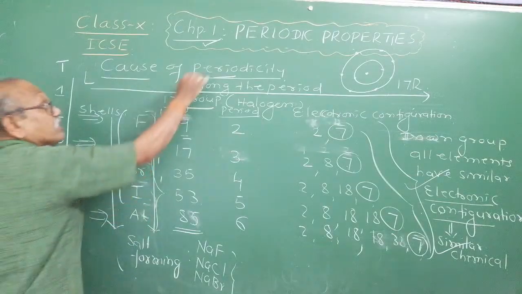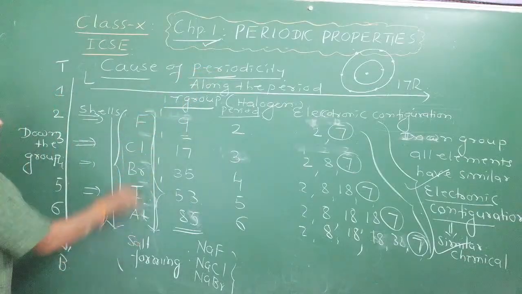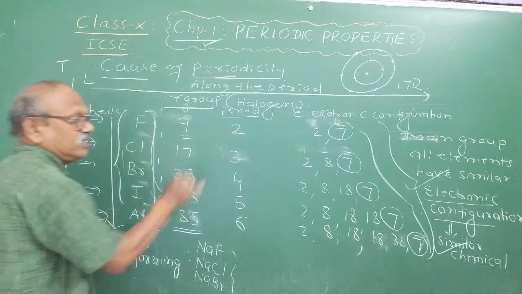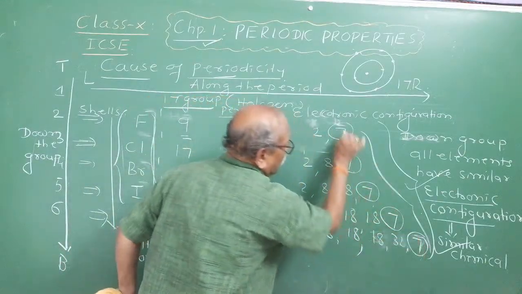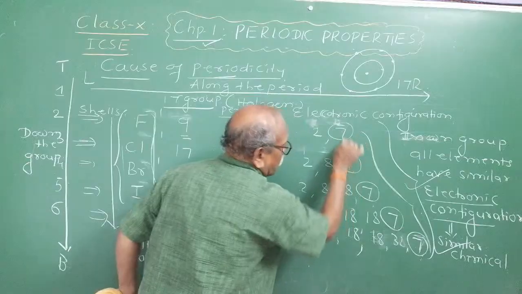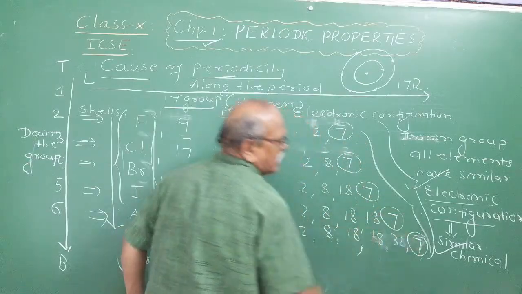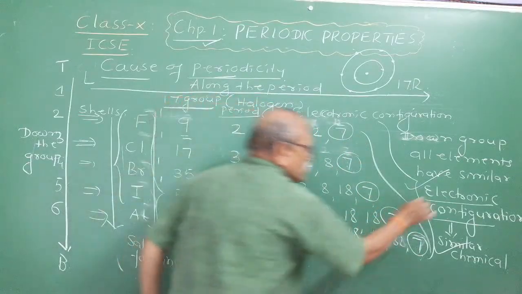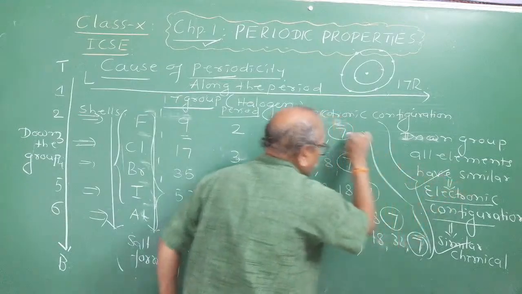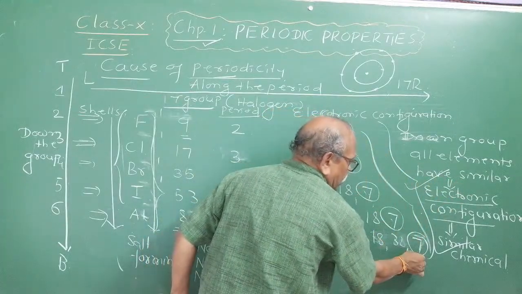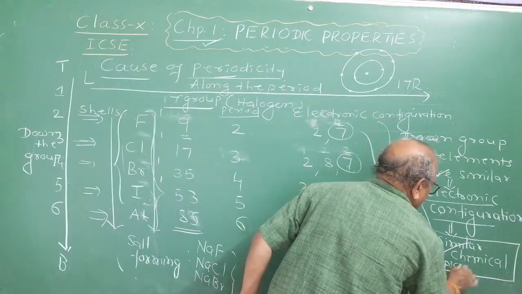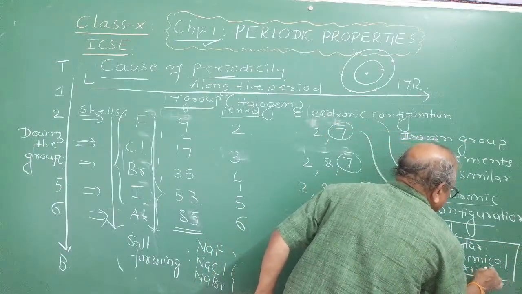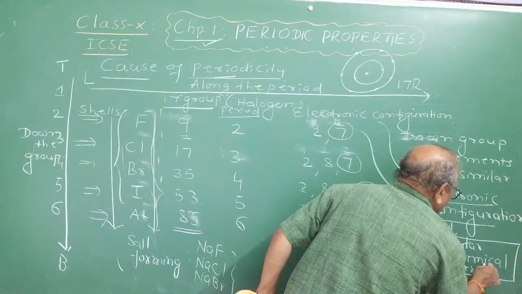What is the reason for this similarity in the chemical properties of all halogens? The reason is, if you observe the outermost electronic shell, how many electrons are there? All of them have 7, 7, 7, 7 only. This similar electronic configuration in the outermost shell makes them similar in chemical properties. Therefore, they show periodicity in chemical properties.